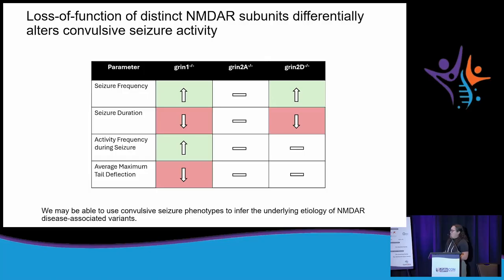And so here, I just wanted to show this summary slide of the 3 groups of mutant fish that I've looked at and some of the parameters that I have examined, and you can see that the loss of function of these subunits differentially alters the parameters I'm looking at. And it almost develops a phenotypic fingerprint of the seizure activity in each of these groups of animals due to the loss of function of these genes.